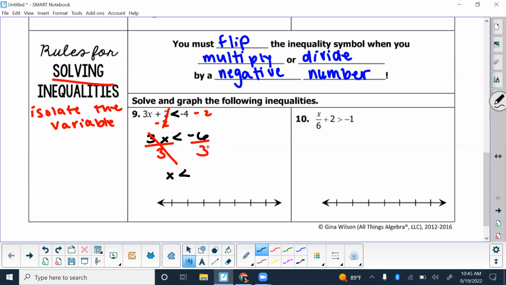That's positive. So x will be less than what? -2. That's what -6 divided by 3 is. So box that up, that's my solution. Now we just have to graph it.